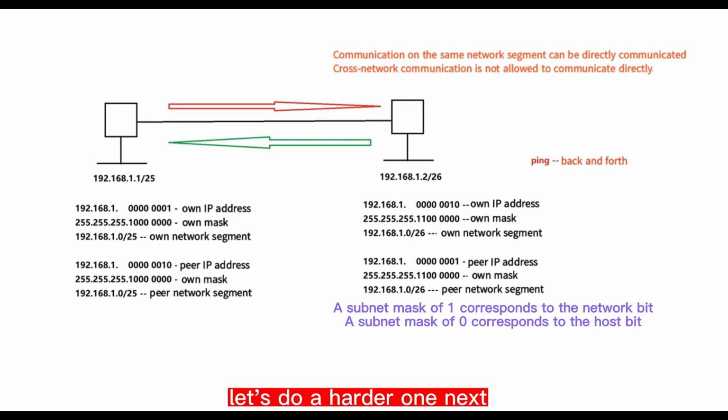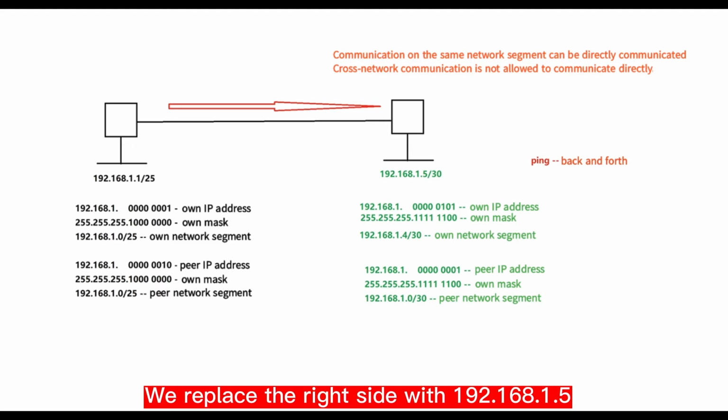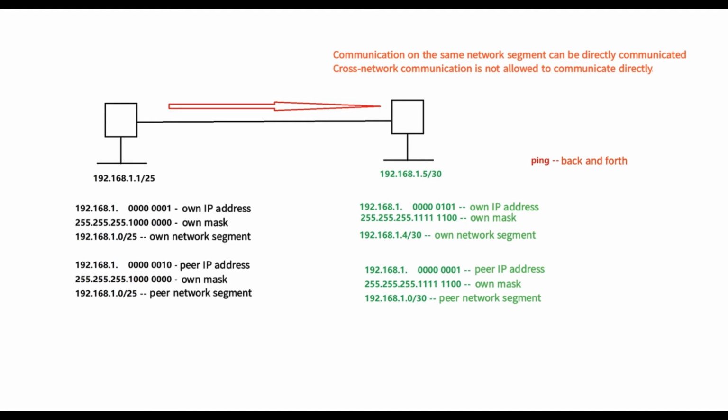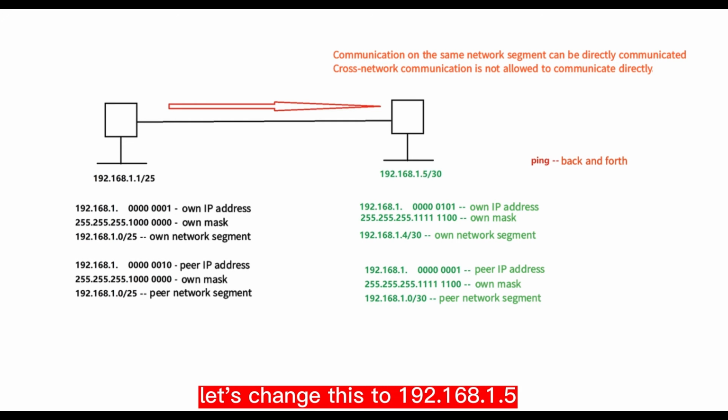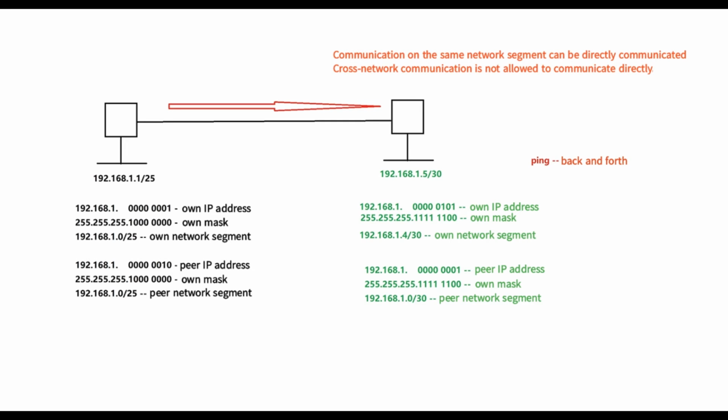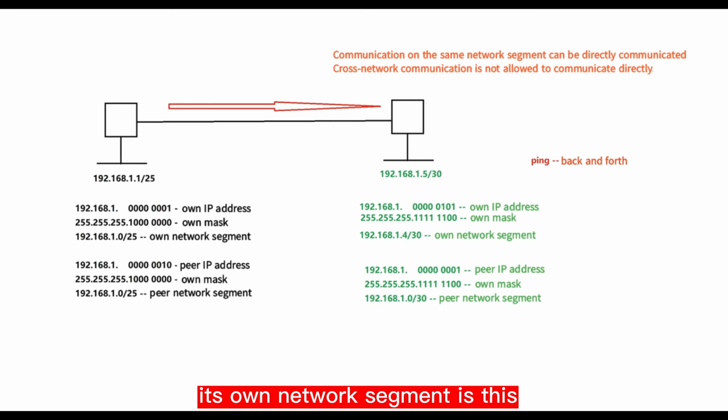Let's do a harder one next. We replace the right side with 192.168.1.5, with a 30-bit mask. First of all, let's change this to 192.168.1.5. Let's calculate together now. First, when PC1 pings PC2, it definitely takes its own IP, its own mask, and its own network segment. This is no problem. Its own network segment is this.